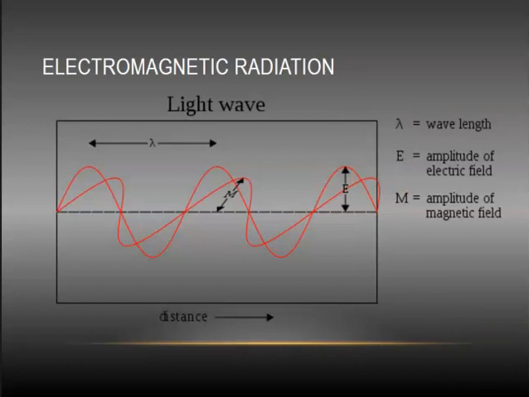When you hear electromagnetic radiation, the reason it's called that is because there's an electric field that's going up and down, up and down, and there's a magnetic field that's perpendicular to it, going back and forth, back and forth. That's why we call it electromagnetic radiation.